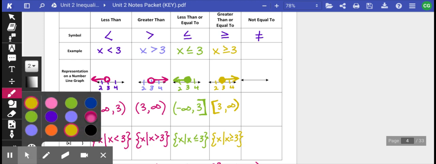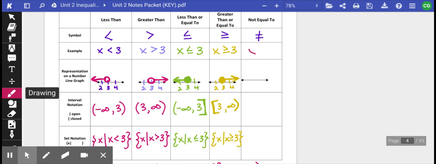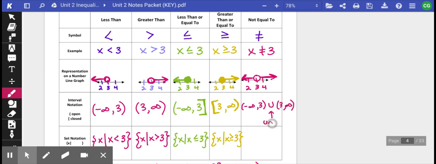Now this one you might not have seen. So if I want to say x is not equal to 3, so I've got 2, 3, 4. What I'm saying is that x can be any number in the whole world except 3. So this actually is going to have 2 intervals to it. We're going to say that we're going from negative infinity to 3, and I'm going to union that with 3 to infinity. So that right there means union.